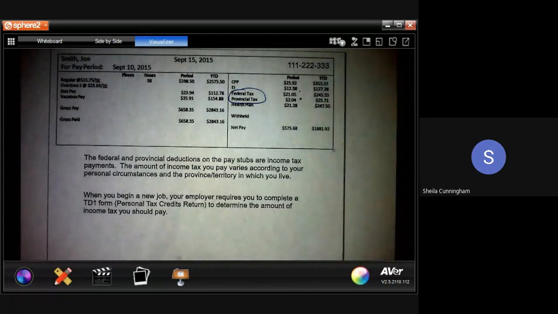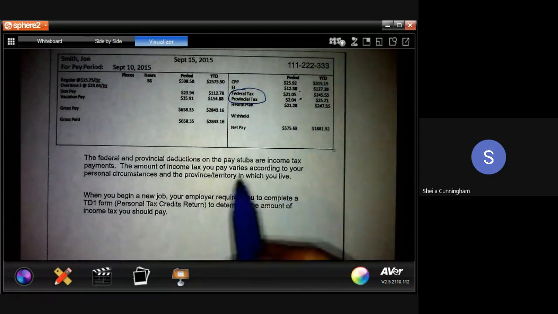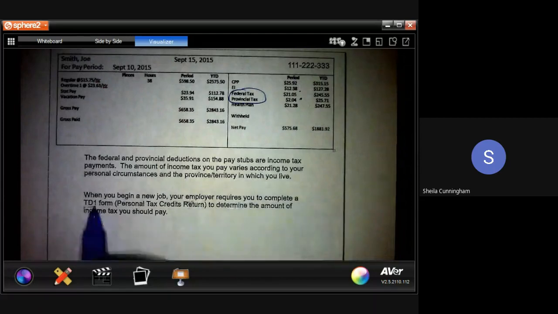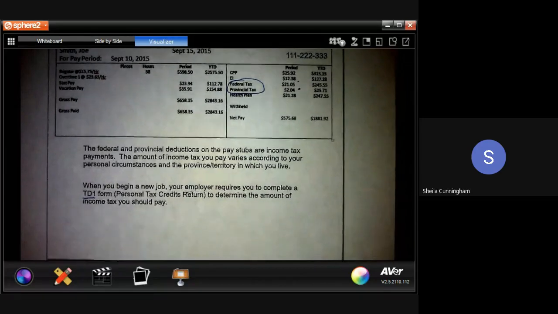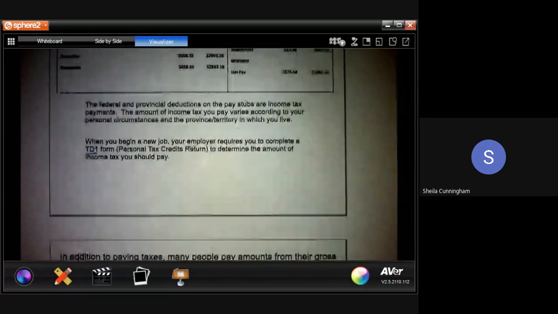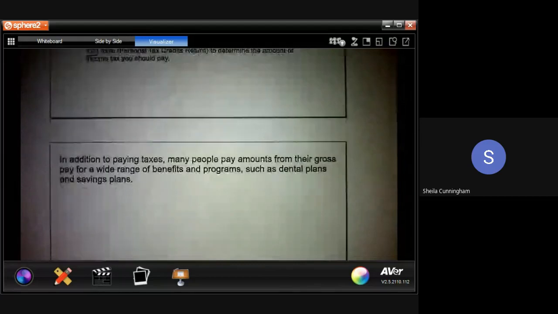So anytime you start a new job, your employer is going to require you to fill out what they call a TD1 form. And it's just for personal tax information. They just need to know how much income tax they're going to end up deducting off of your checks. So don't be alarmed if you see that, or maybe you've seen that already because you have a job already. That is a general practice that will happen with any new job that you start.